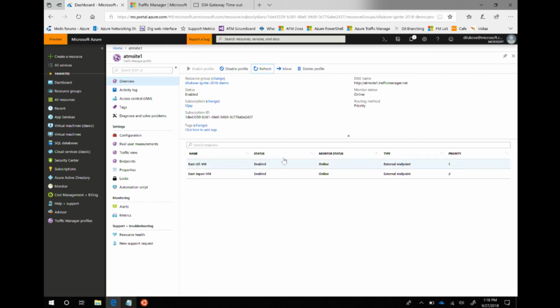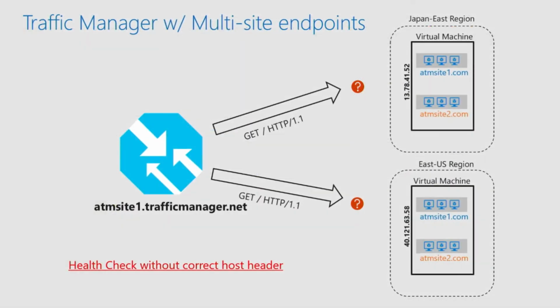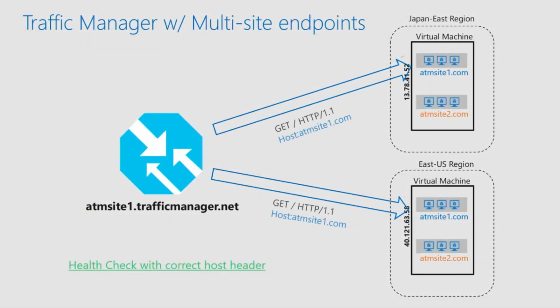And the way I configured it, the routing method is priority. So now I have 2 VMs, right? East US VM is priority 1, which means all traffic will go there until it fails over. If it's unhealthy, then it'll go somewhere else. So let's go back and see what we did in terms of a diagram. So this was a scenario. Now we started putting the host header, so it's now getting correctly all the way till here, and it's actually getting the responses back. So now this is essentially where Traffic Manager is working with multi-site endpoints.